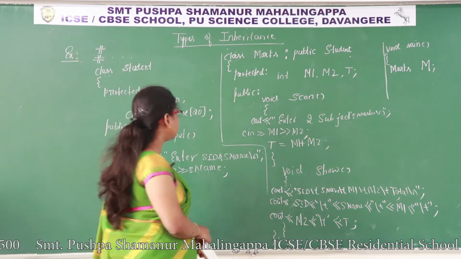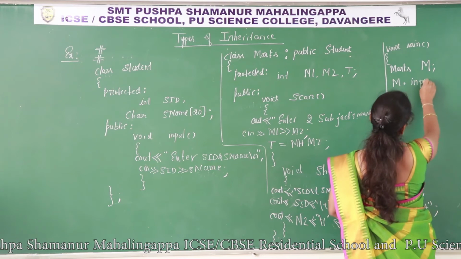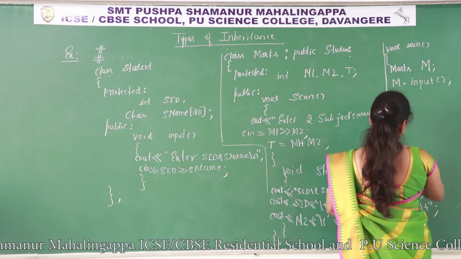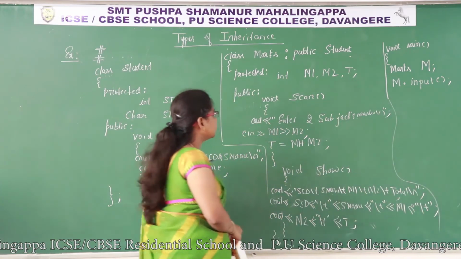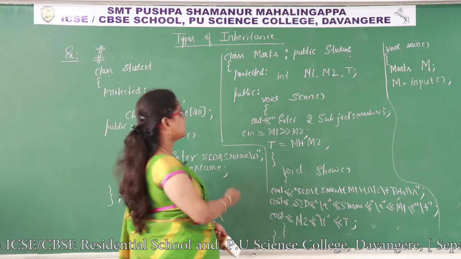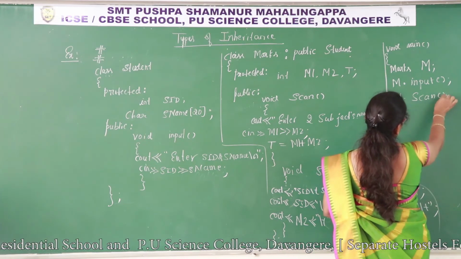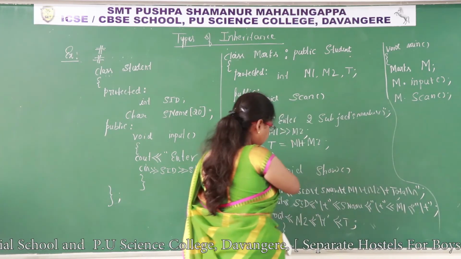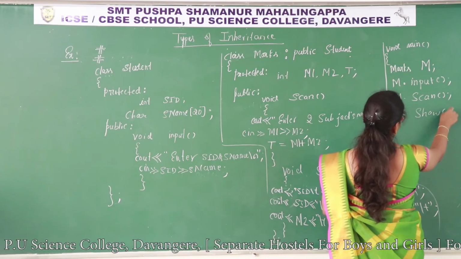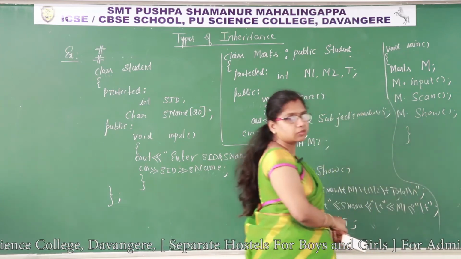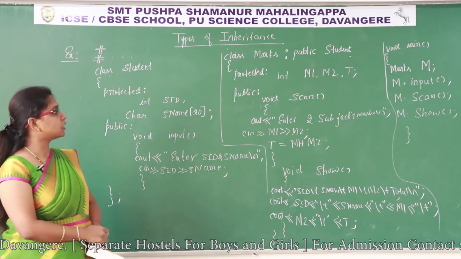So I can access input function from m dot input. Now after this function I want to call scan function. Scan is also a public member of the derived class. M dot scan. Next show function, m dot show. Get ch. Understood? So this is single level inheritance.